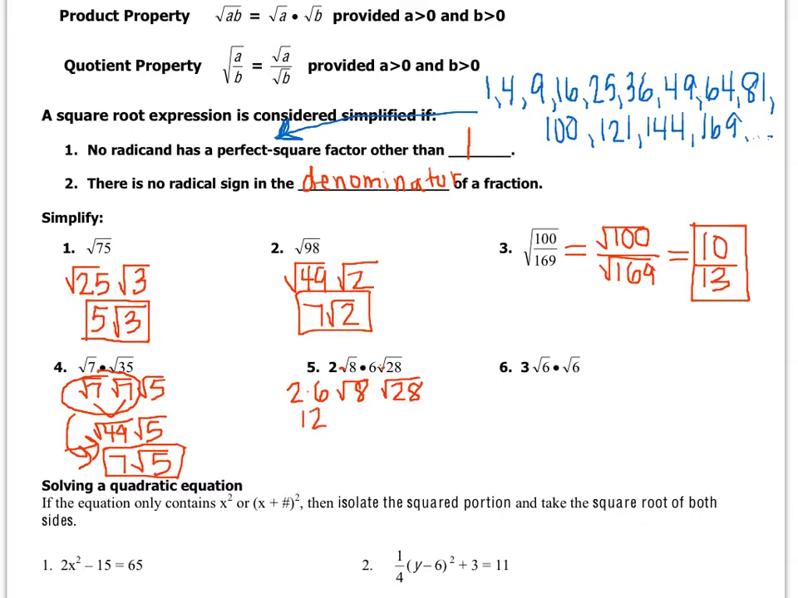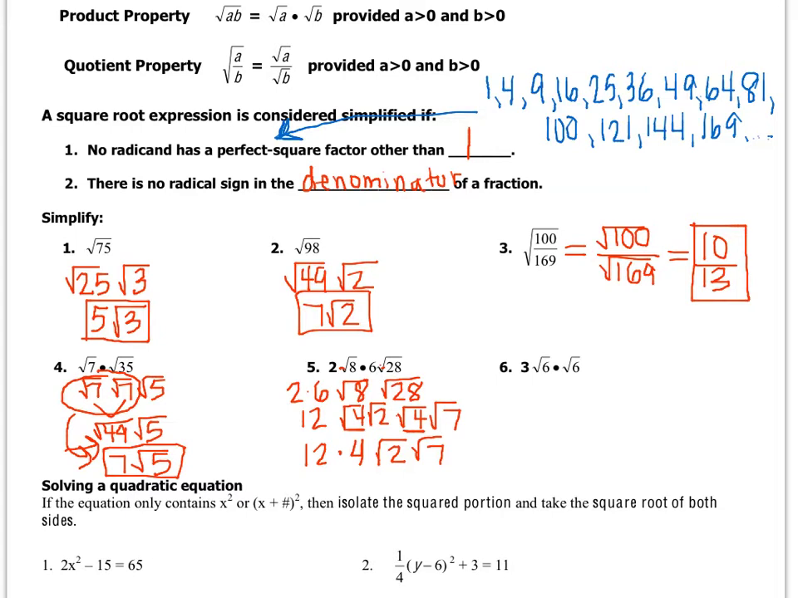Now 8. 4 goes into it, and 4 is a perfect square. So I can make that the square root of 4 times the square root of 2. And 28, 4 goes into that one as well. So that's the square root of 4 times the square root of 7. And so now I've got 12 times, well, the last problem, didn't we recognize the square root of 4 times the square root of 4? That would just give me 4. And then I've got times the square root of 2 times the square root of 7.